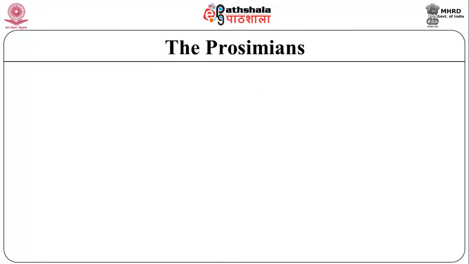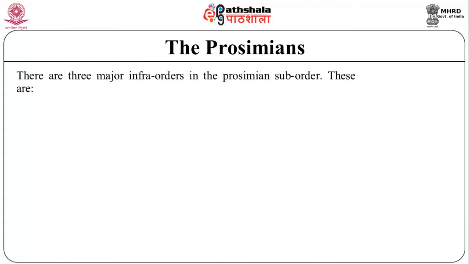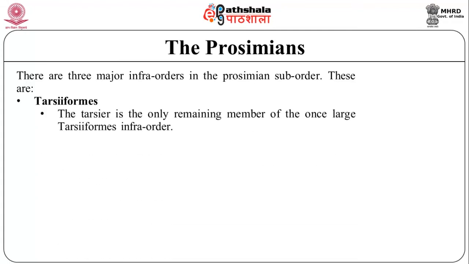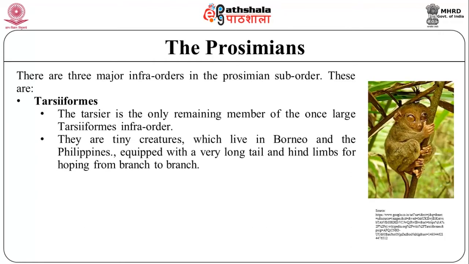Now, let us go to the prosimians. There are three major infraorders in the prosimian suborder. These are Tarsiiformes, Lorisiformes, and Lemuriformes. Now, Tarsiiformes. The tarsier is the only remaining member of the once large Tarsiiformes infraorder. These tiny creatures, which live in Borneo and the Philippines, are equipped with a very long tail and hind limbs for hopping from branch to branch.